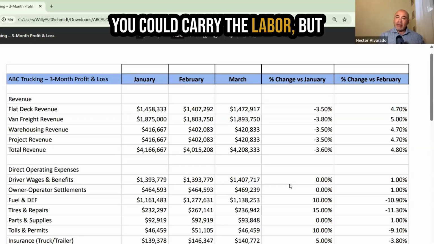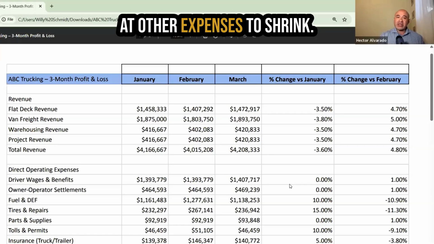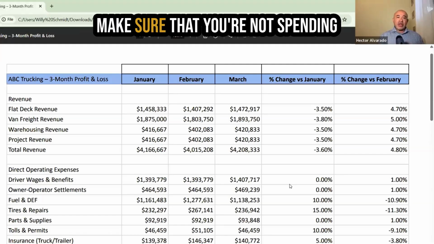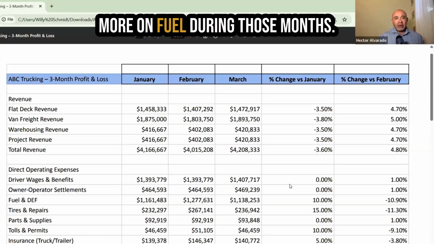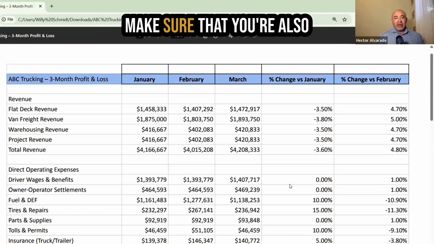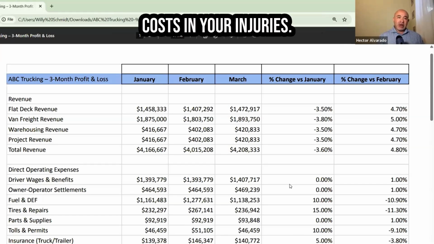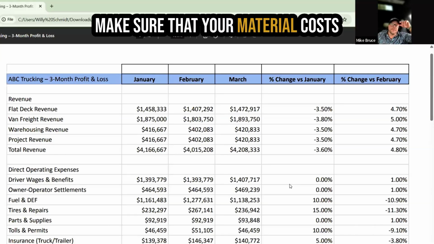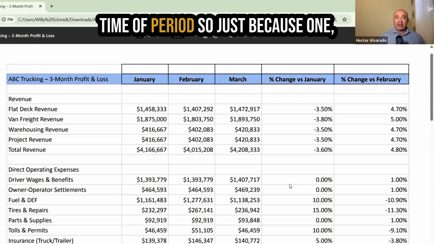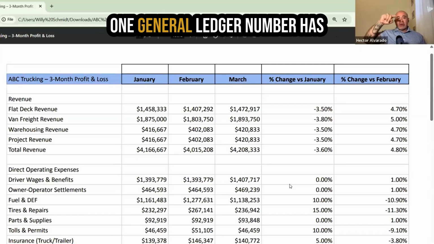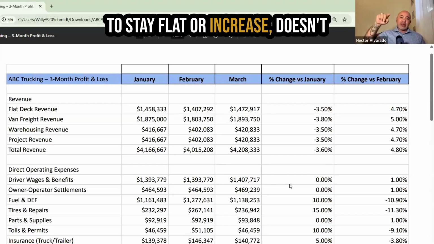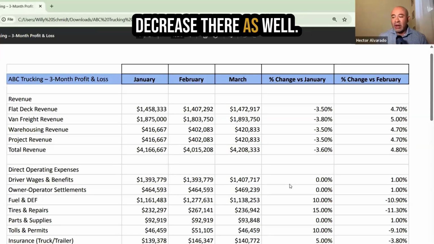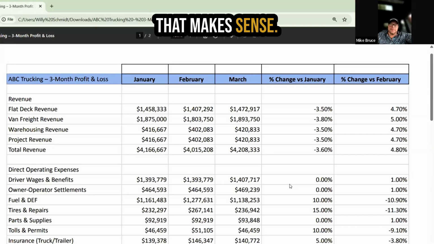You could carry the labor, but then you should be looking at other expenses to shrink. If you're going to carry the labor, make sure that you're not spending more on fuel during those months. Make sure that you're also not incurring more insurance costs in your injuries, as an example, WCB costs. Make sure that your material costs are under control during that time period. Just because one general ledger number has to stay flat or increase doesn't mean the rest have to follow suit. Look to see where you can decrease there as well. Yep, that makes sense.